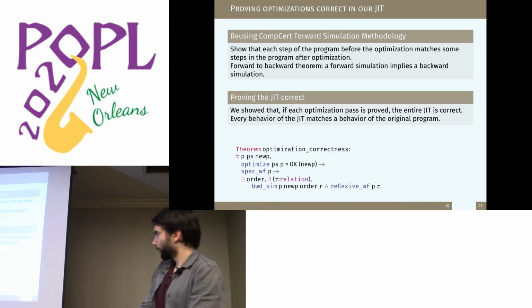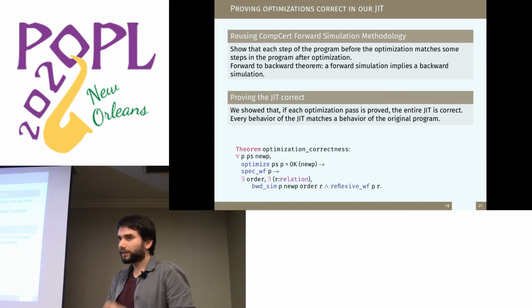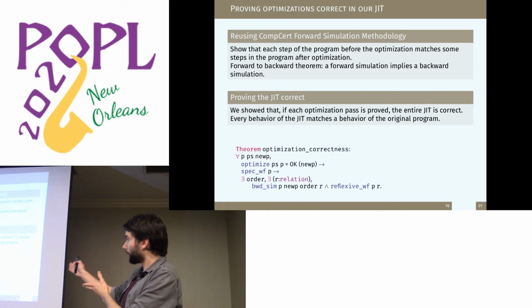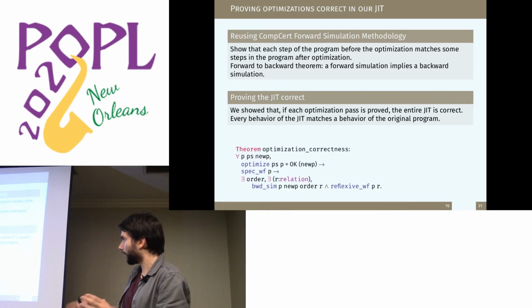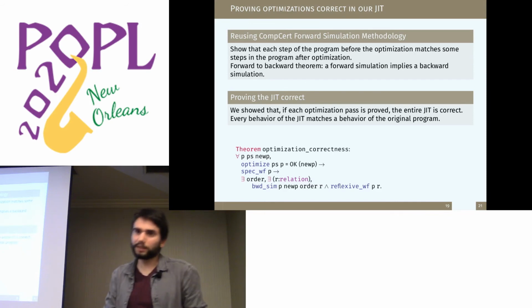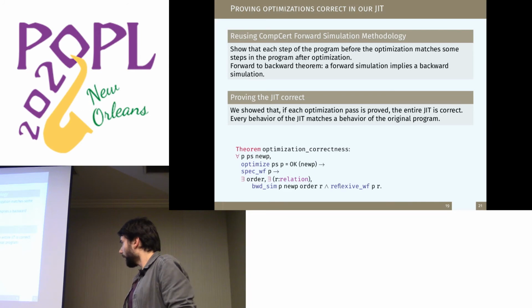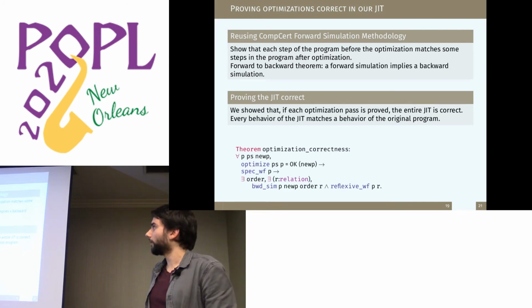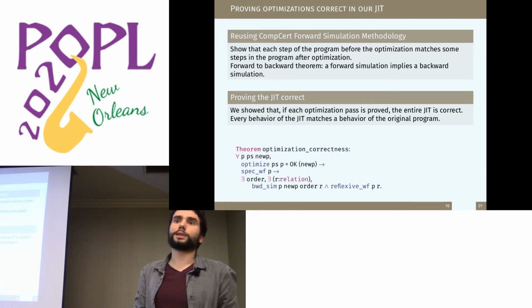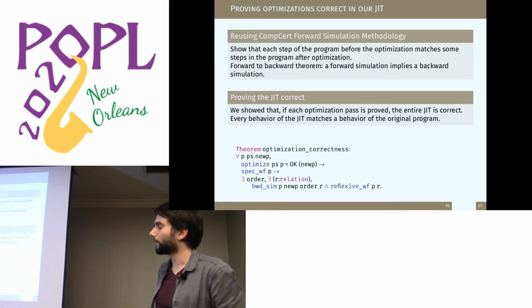And what we have proved is that if for each optimization pass we can actually prove a backward simulation, like in this optimization correctness theorem, then we can prove the big modified backward simulation of the JIT. And this backward simulation of each optimization pass can as well be obtained by a forward simulation and then applying the same kind of theorem.